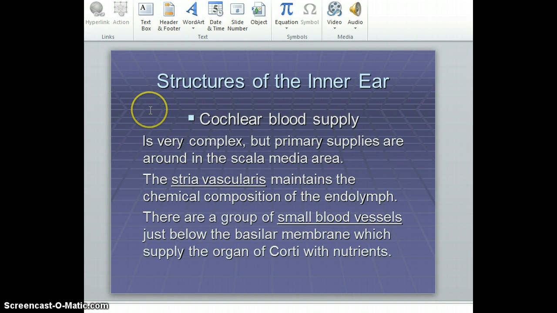Let's talk about cochlear blood supply. It is very complex, but primary supplies are around in the scala media area. The stria vascularis maintains the chemical composition of the endolymph. I can't talk this morning, I apologize. There are a group of small blood vessels just below the basilar membrane which supply the organ of Corti with nutrients. And that's it for this short presentation.